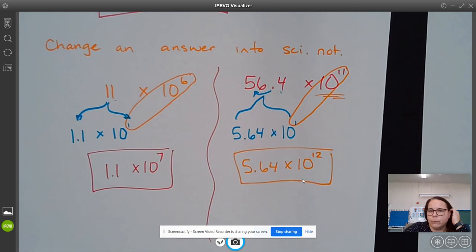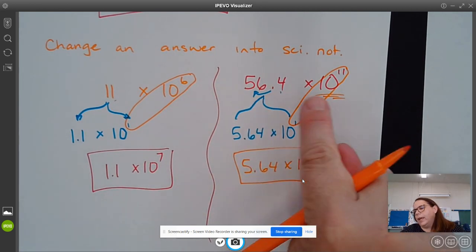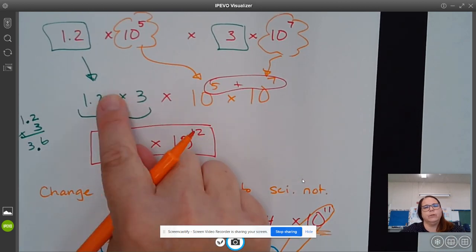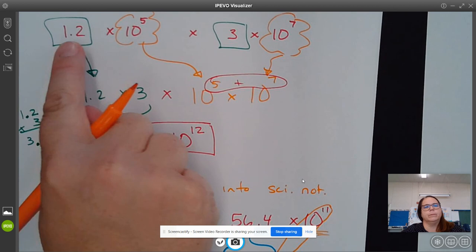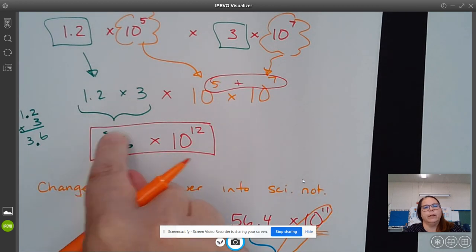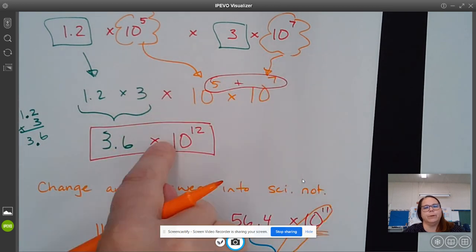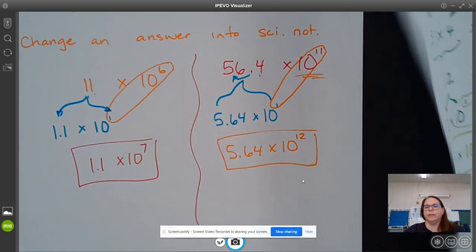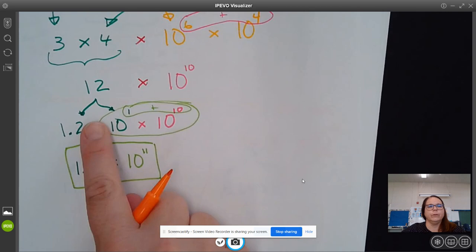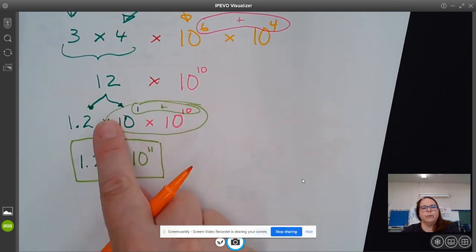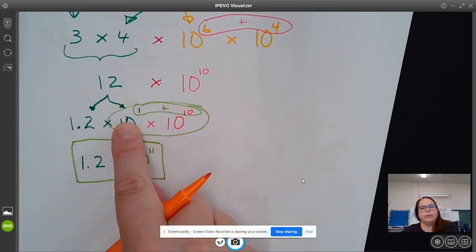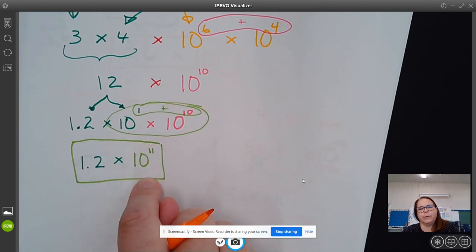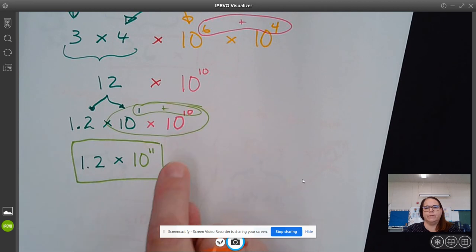All right, so that's how we change a number that, our answer, is not in scientific notation. Once we multiply the two non-powers of 10, and then we add the exponents for our powers of 10, if we get an answer that is more than 10, like we did in this first example, we got 12 times 10 to the 10th, we're going to have to take one of those powers of 10 and push it over here. So we get 1.2 times 10 to the 11th. That way our answer is in scientific notation.